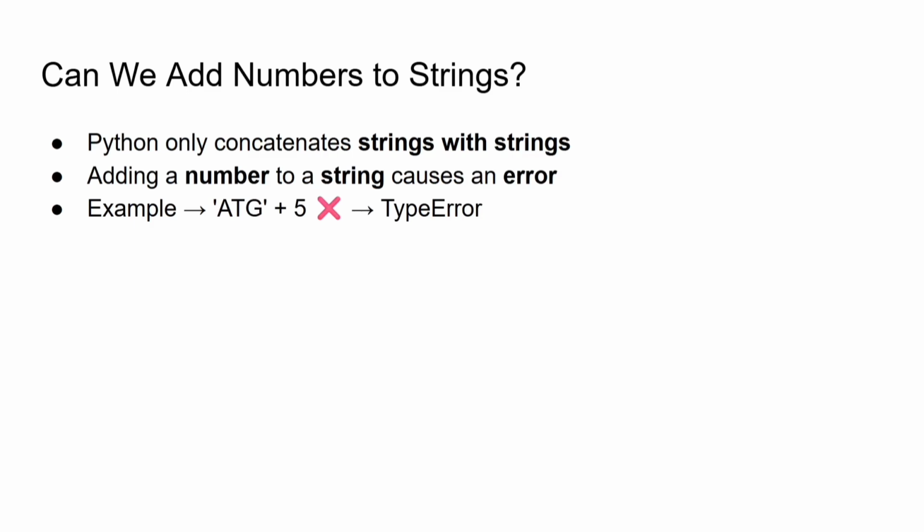Now, can we add numbers to strings? Something very important to remember is that Python will only concatenate strings with other strings. If you try to add a number to a string, Python does not translate it automatically. Take the example shown in the slide. ATG plus 5 will cause a type error because Python has no idea how to add a DNA sequence to an integer. So before adding a number to a string, we need to convert the number into a string first.